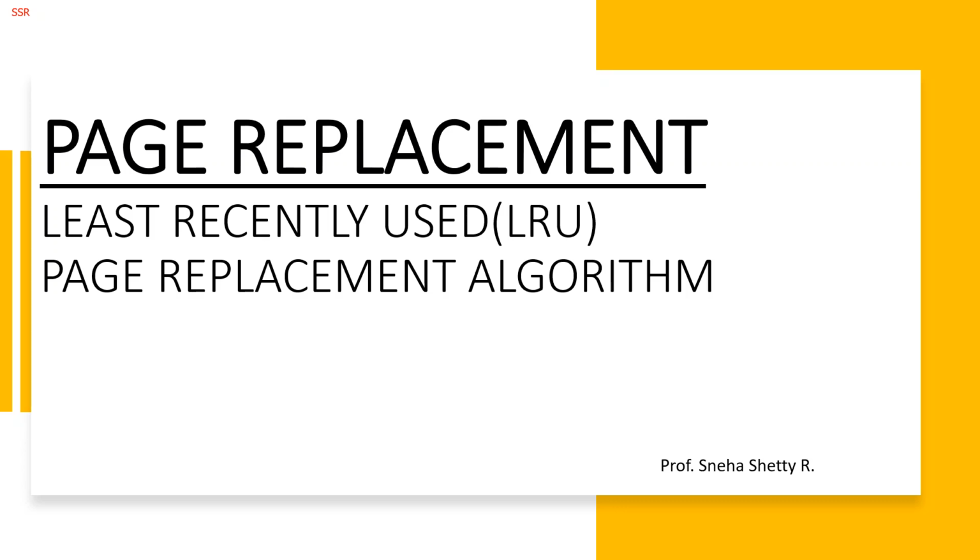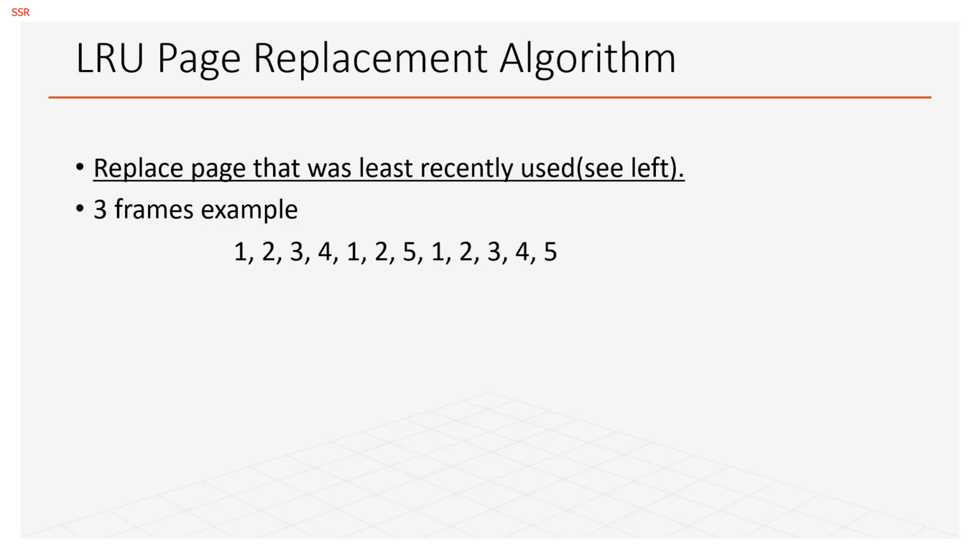Hello everyone, I'm Sneha Shetty and in this video we'll be studying the page replacement algorithm, that is the least recently used page replacement algorithm. Least recently used page replacement algorithm replaces the page that was least recently used. For example, a process consists of 5 pages, page number 1, 2, 3, 4, 5, and the processor is asking for the pages in this sequence, which is also called the reference string.